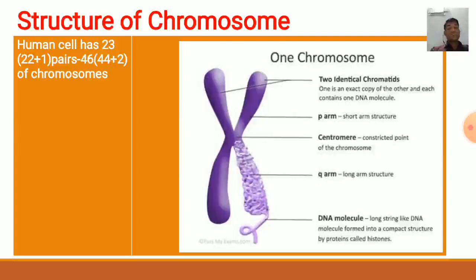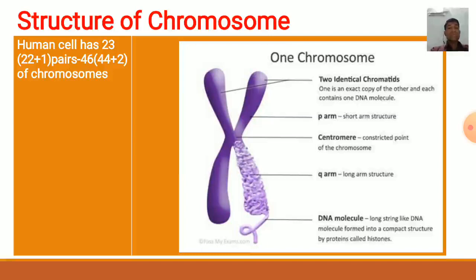Each species has a specific number of chromosomes. A human cell has 23 pairs of chromosomes, which means a total of 46 chromosomes. Out of these 23 pairs, one is a sex chromosome.